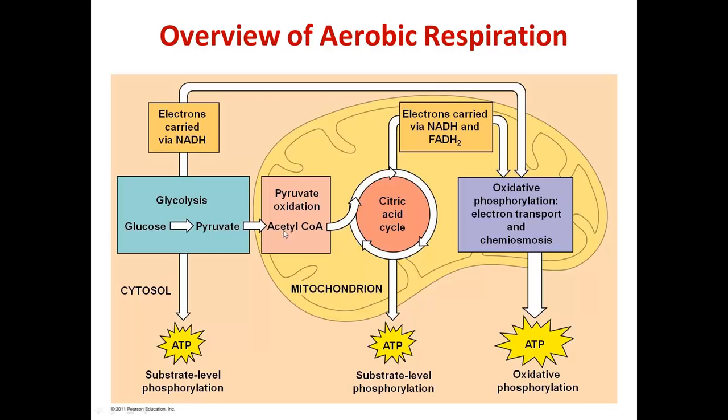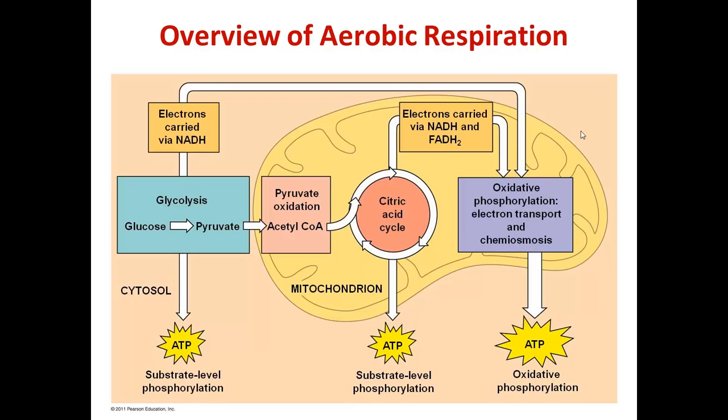The pyruvate is oxidized to form acetyl-CoA, which enters the citric acid cycle. The citric acid cycle is also known as the TCA cycle or the Krebs cycle. This process does produce some ATP, but it also produces a great deal of NADH and FADH2, which then feed into oxidative phosphorylation. Now, in both of these cases, NADH and FADH2 serve as carriers of high-energy electrons, and these high-energy electrons are fed into oxidative phosphorylation.